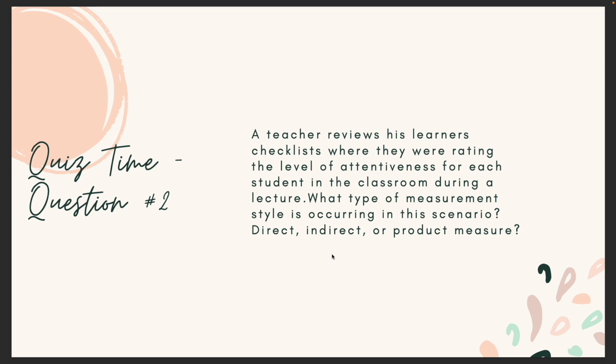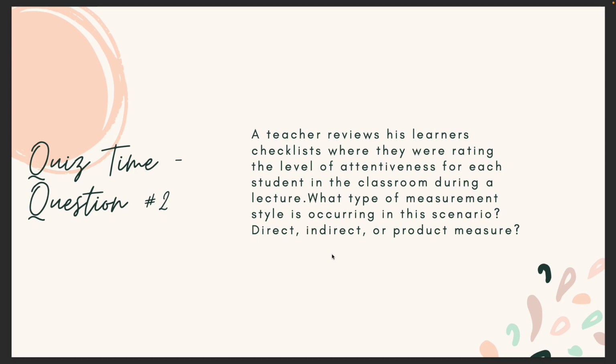2, a teacher reviews his learners' checklists where they were rating the level of attentiveness for each student in the classroom during a lecture. What type of measurement style is occurring in this scenario? Is it direct, indirect, or product measure? Some things that should be kind of being thrown at you, so to speak, is checklist, right? A checklist means that we're not actually observing the behavior, we're using something to get information about this behavior, okay? So if we're using this sort of checklist, that would be an indirect measure, okay? So this teacher reviews the learner's checklist when they were rating the level of attentiveness, so that would be an indirect measure, okay?